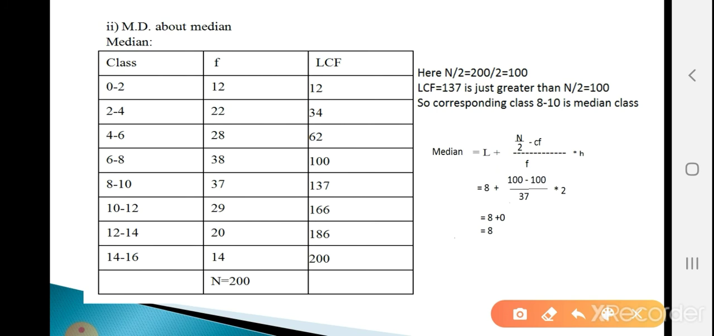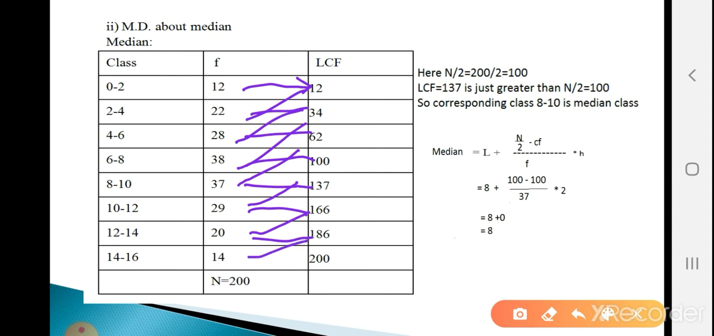How to calculate LCF? First frequency value write down as it is. So 12 as it is. Then 12 plus 22, that is 34. 34 plus 28, that is 62. 62 plus 38, that is 100. 100 plus 37, that is 137. Then 137 plus 29, that is 166. 166 plus 20, that is 186. And 186 plus 14, that is 200. Here the capital N value is 200.